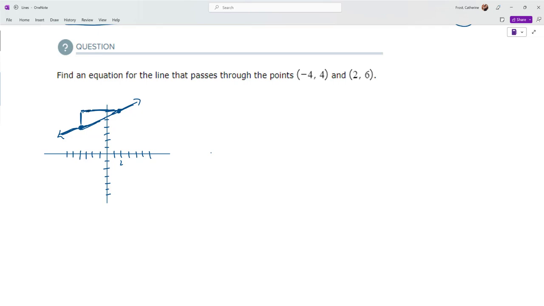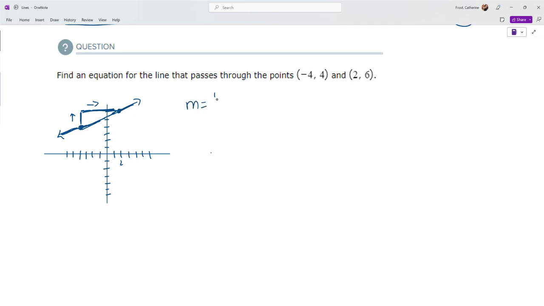So I'm just trying to get an idea doing this little stair step thing. It's a little harder to do the counting when you don't have a grid. If you have graph paper, then you might be able to do it. But we can also tell that b looks like it's going to be a little more than 5. So let's go ahead and find the equation.